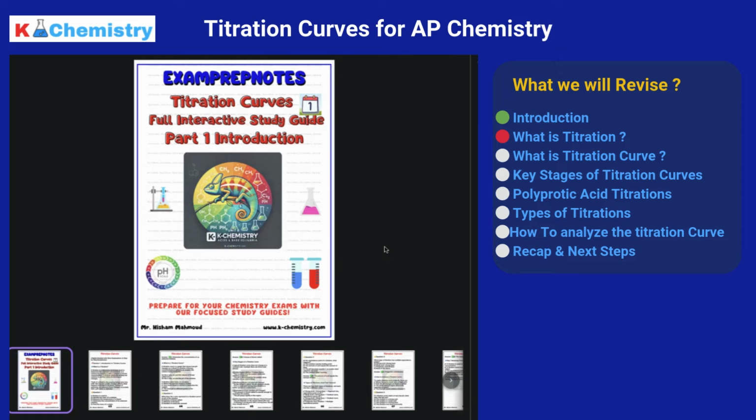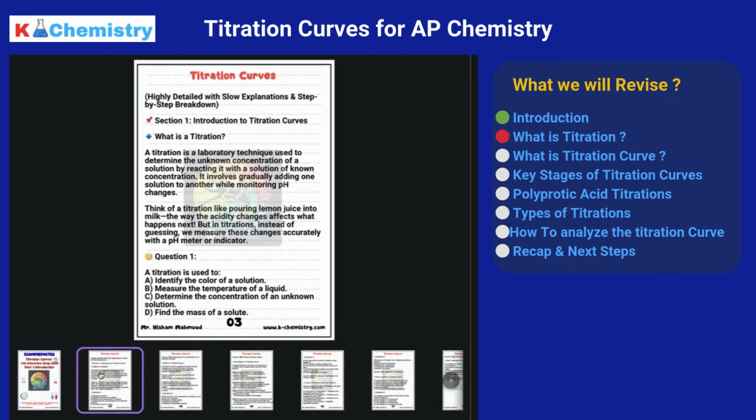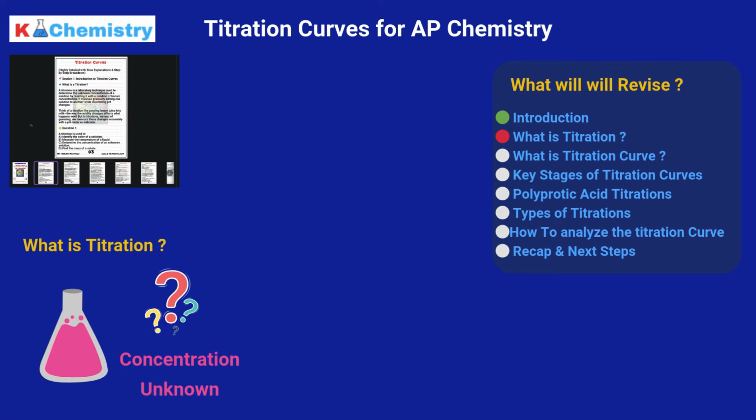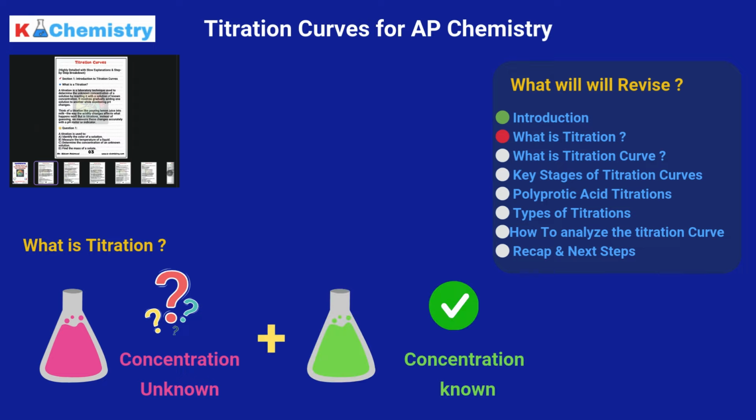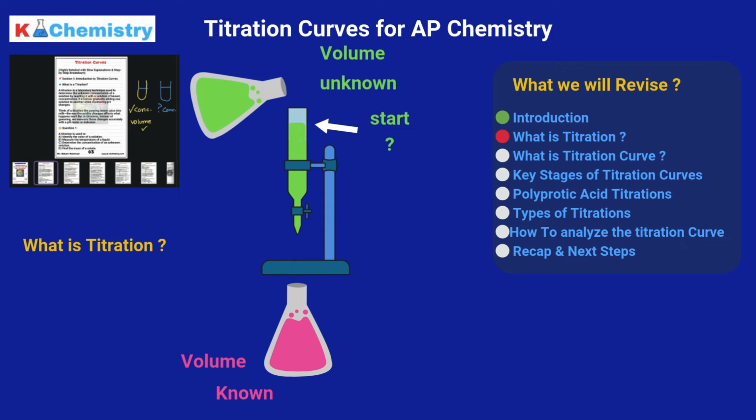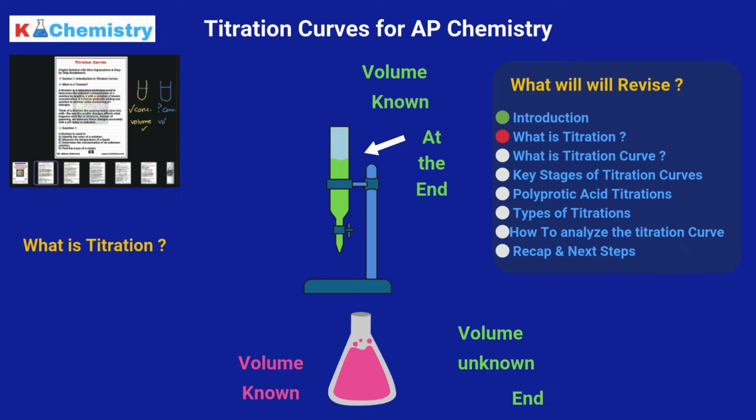Okay. Titration curves. The first part is just an introduction, and we are trying to know what's happening over here. Section number one is the introduction to titration curves. What is titration? Titration is a laboratory technique used to determine the unknown concentration of a solution by reacting it with a solution of known concentration. So I have two solutions here. What about the volumes? Don't worry about the volumes. One of them, I know its volume, and one of them, I will not know its volume at the beginning, but it will be known by the end of the titration process.